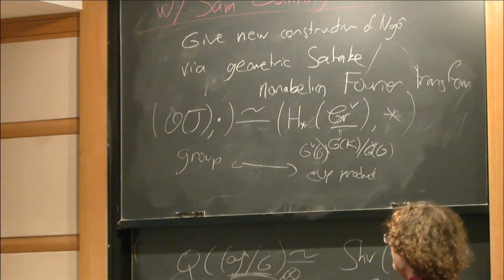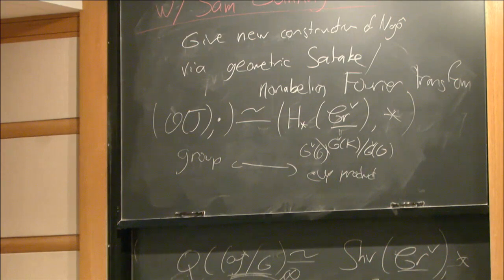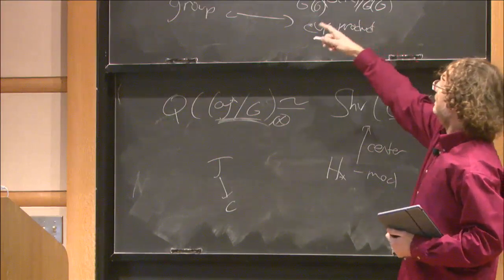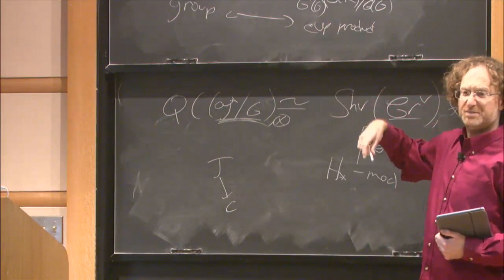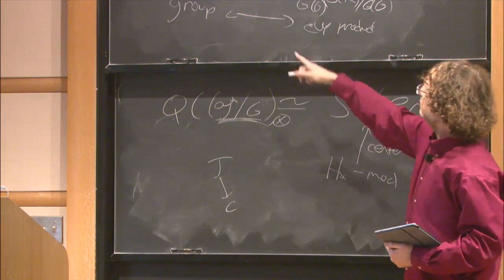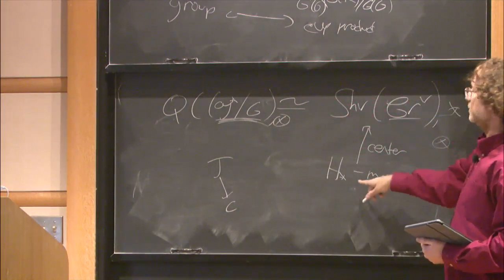So now, if I want to give an action of J on something, I can describe that in terms of, say, the category of sheaves on J. The category of sheaves on J, that's modules for functions on J. So that's modules for this homology.